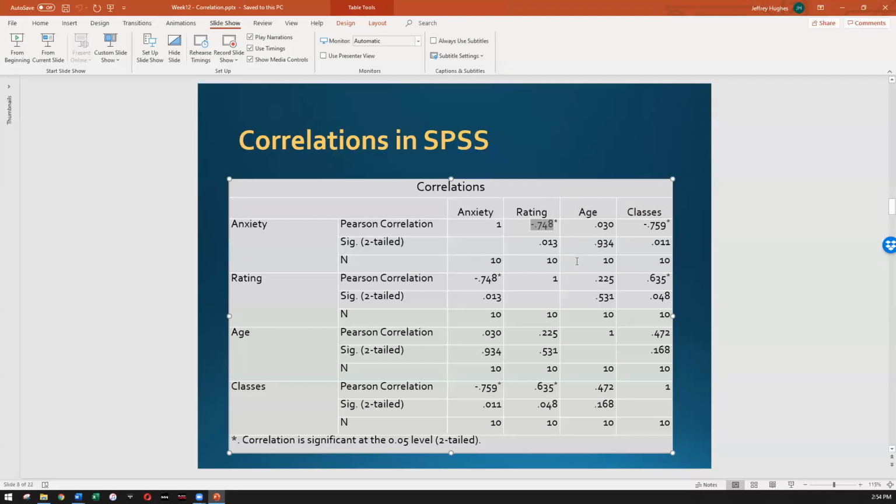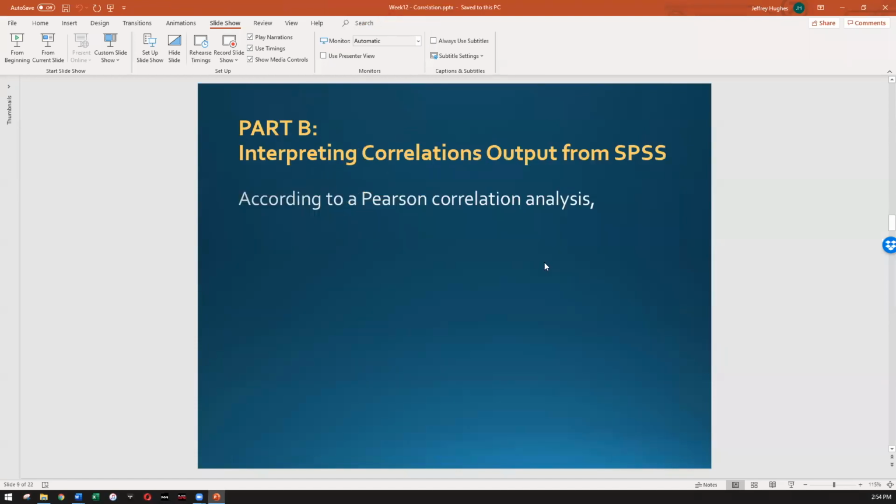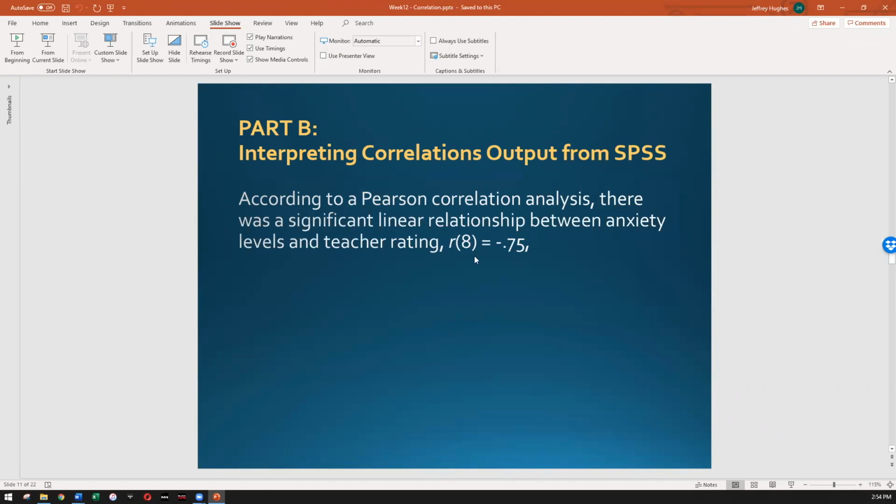So typically we're going to round to 2 decimal places. So also start doing that within your own data. Just round to 2 decimal places. It makes things cleaner, and there even may be an APA rule about it. But anyways, R parentheses 8 equals negative 0.75. What should come next? It's the same thing in the t statistic write-up. The p-value less than 0.05.